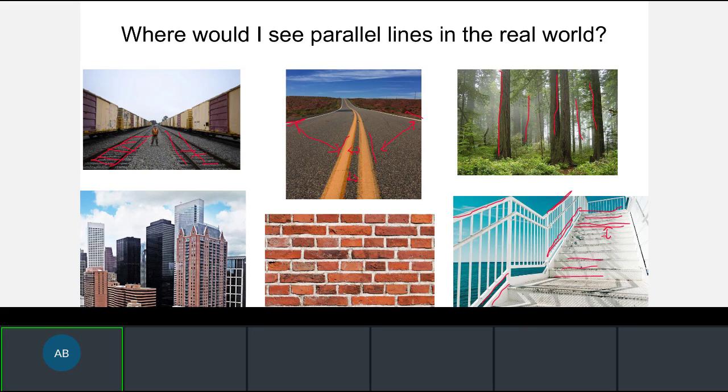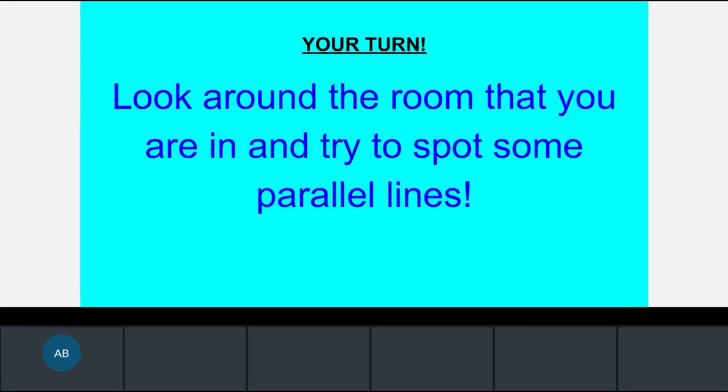And that's because you don't want stairs that have a big step and then a little step and then a medium step and then a normal step. So it's really important to know parallel lines. So your turn. Pause the video and look around the room that you are in and try to spot some parallel lines.